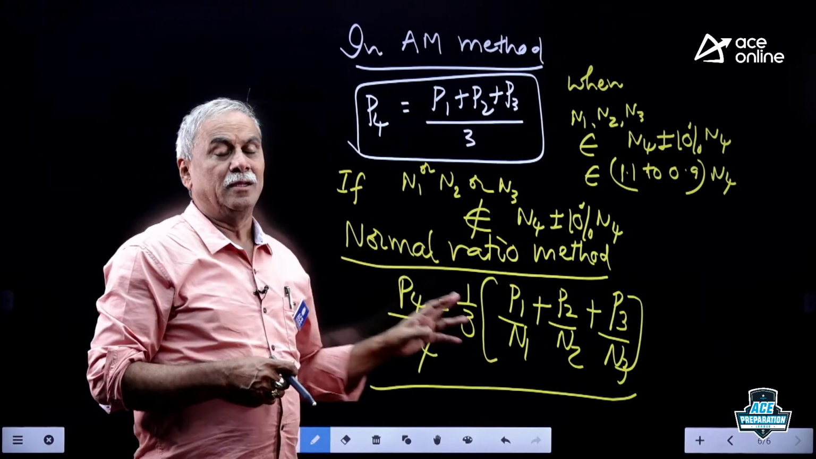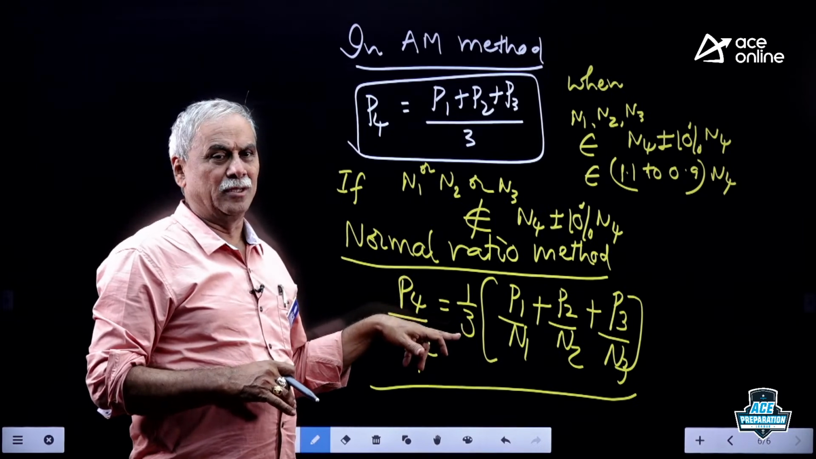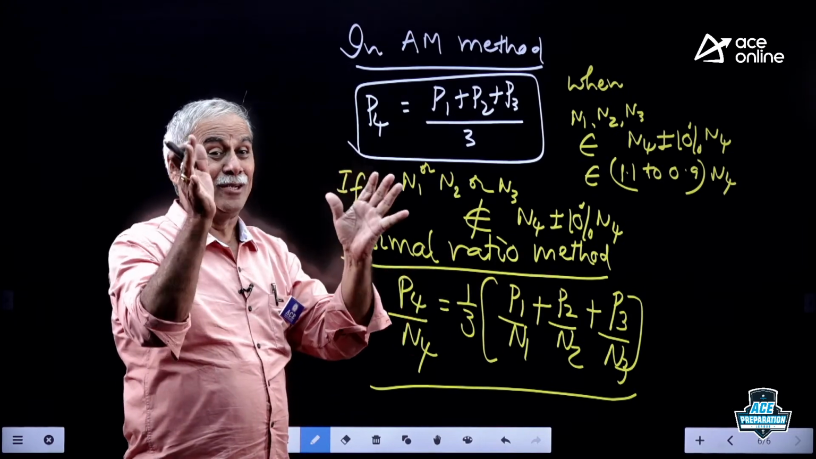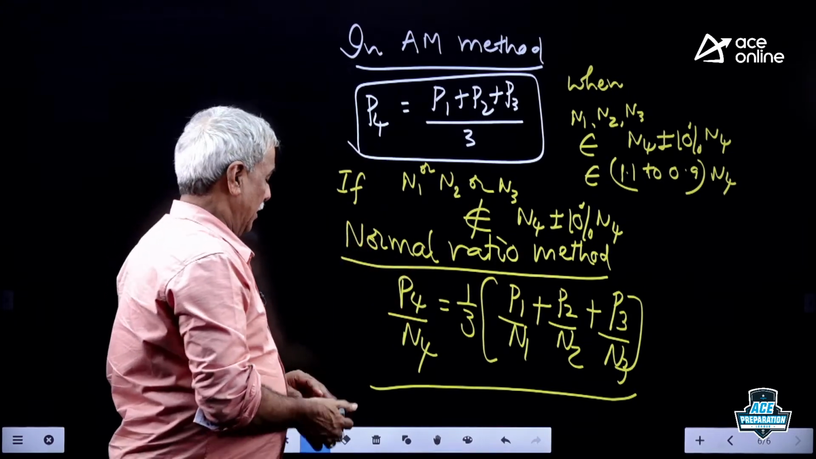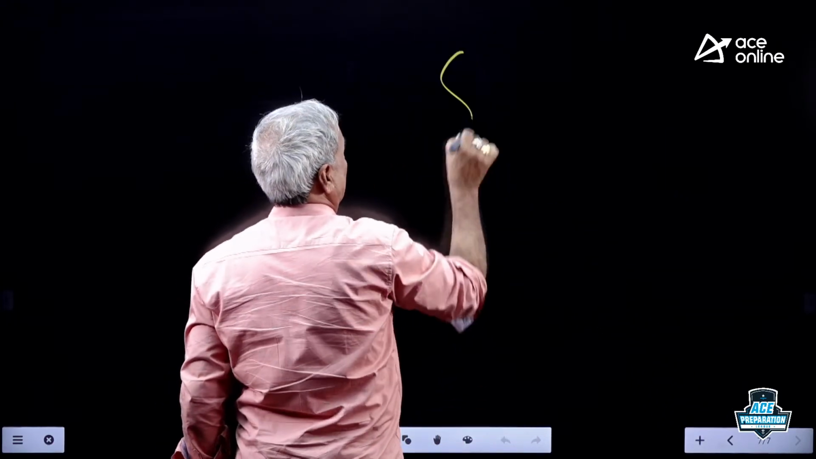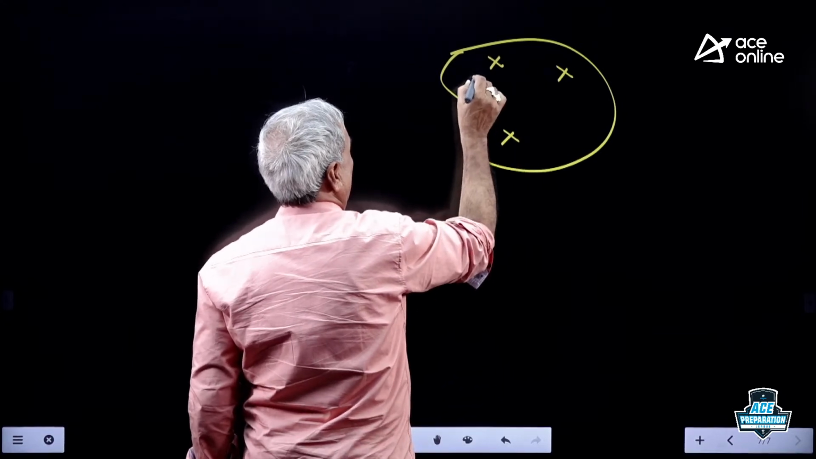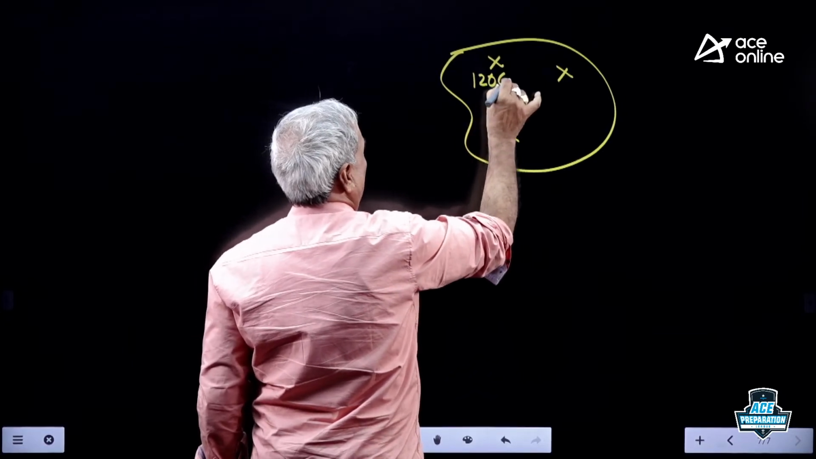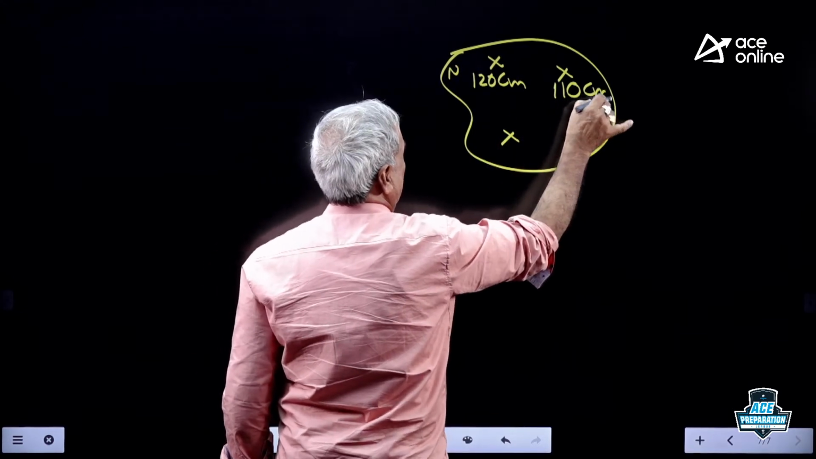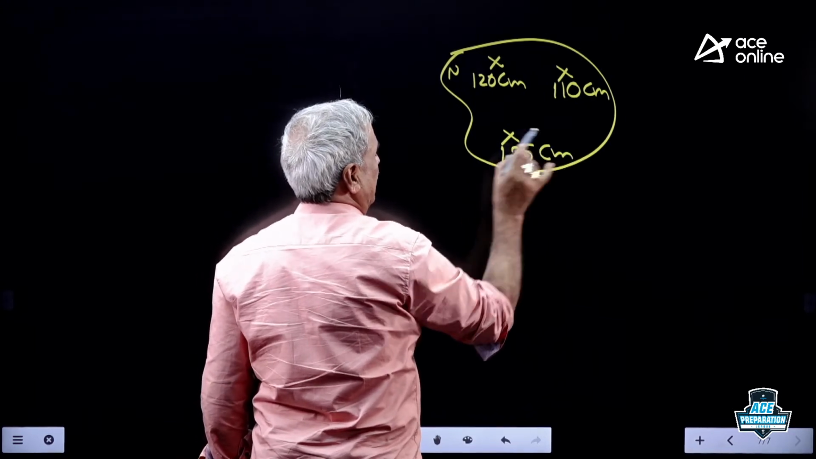Then you have to go for a simple principle. Normal ratio of the inoperative rain gauge station is equal to the arithmetic mean of normal ratios of all operative rain gauge stations. If you take a simple example, 3 rain gauge stations are there. Normal annual rainfall 120 centimeter, 110 centimeter, 125 centimeters.